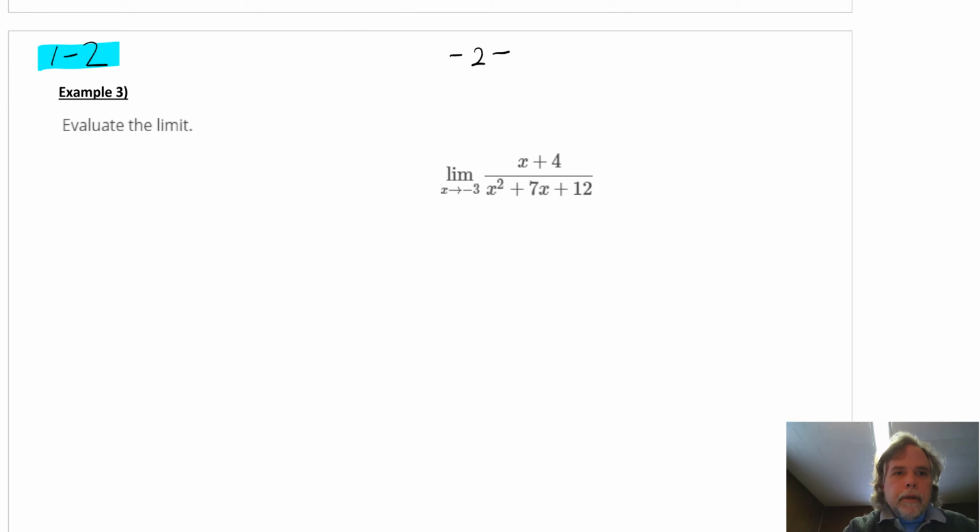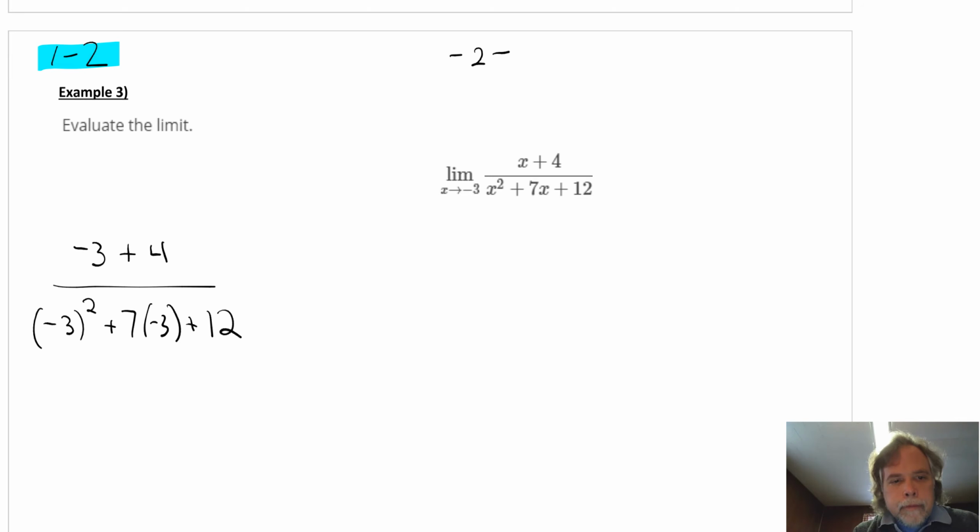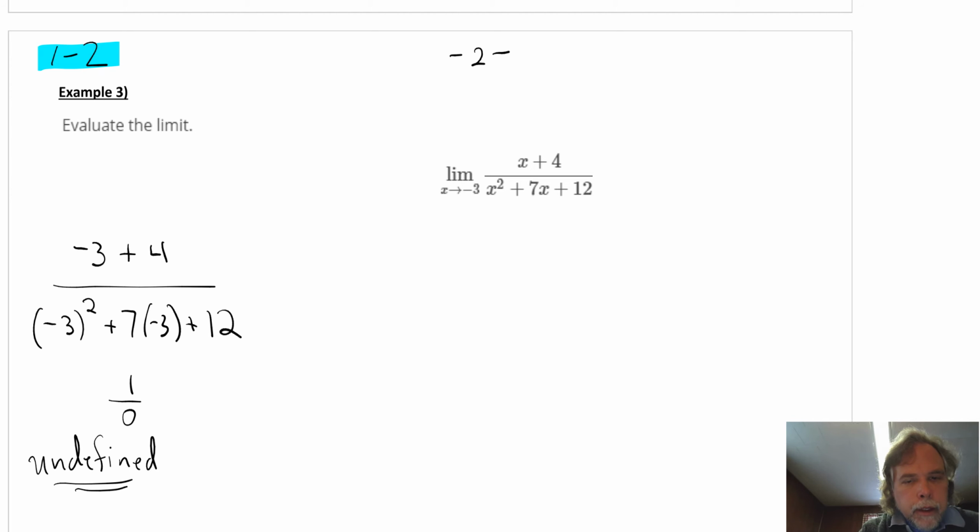So the first step is to try to plug the number, in this case -3, in. So this turns out to be 1 over 0, which is undefined. But as we know, we have to go further when this turns out to be undefined. We go ahead and try to factor the numerator and or the denominator.